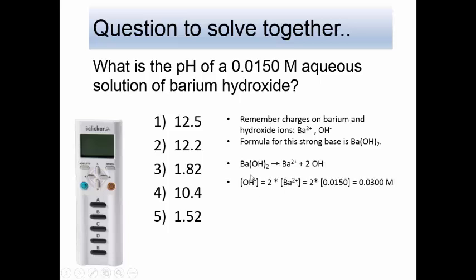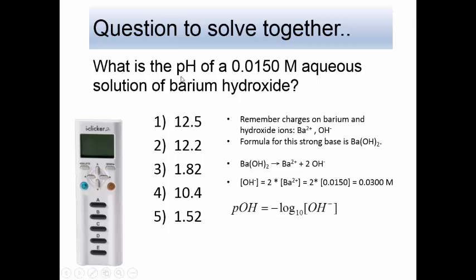The hydroxide ion concentration is going to be, because of the stoichiometry here, because it's Ba(OH)2, 2 times the concentration of barium ions, twice as many hydroxides formed as these ions, which have twice the charge anyway. And the concentration of hydroxide is going to be 2 times the initial concentration of base, which is 0.015 mole per liter. So hydroxide ion concentration is 0.03.